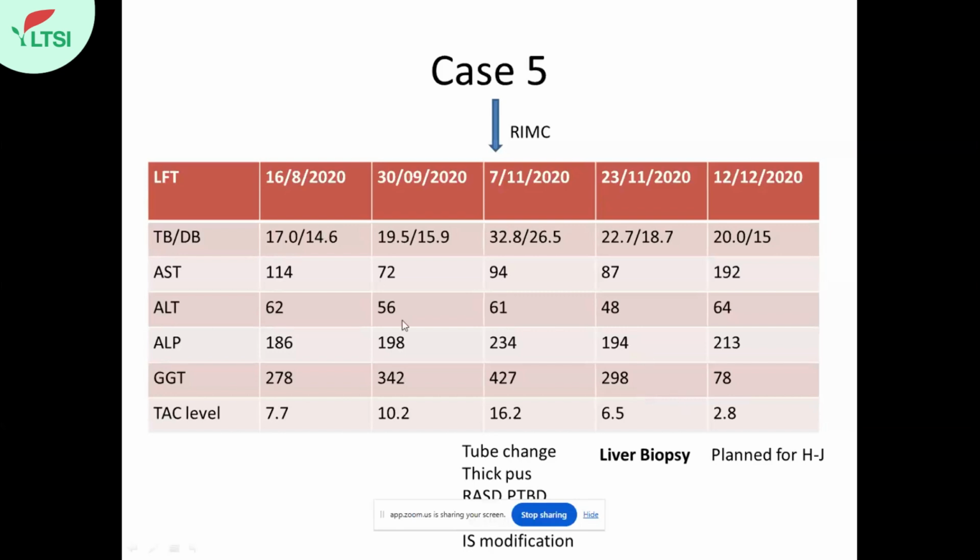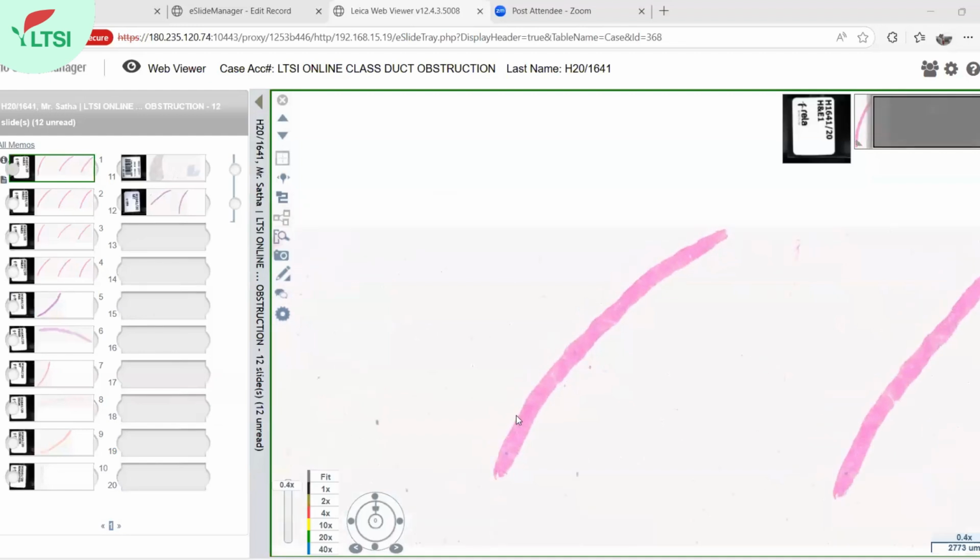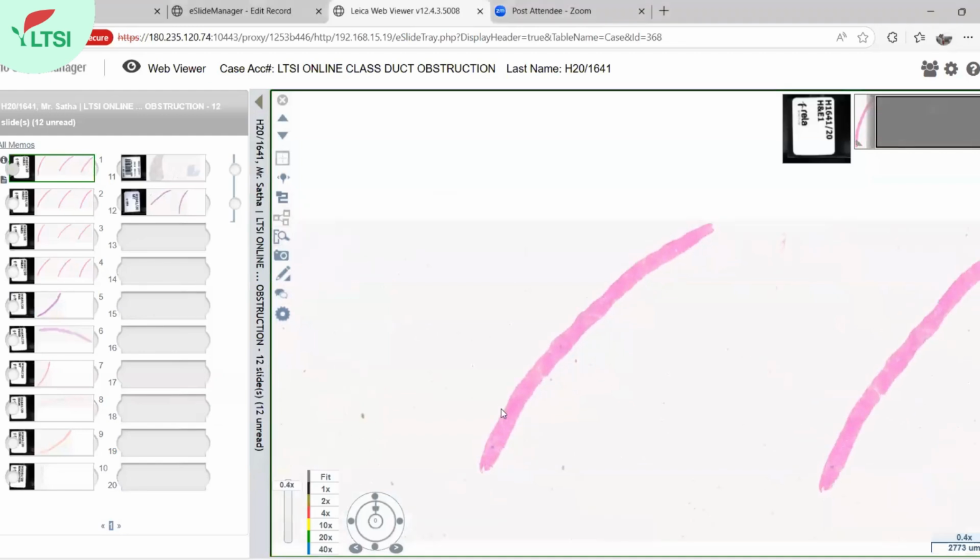Obviously, if it's biliary, you're going to see a similar picture like last time, with long-standing biliary strictures. Let's see the features of biliary obstruction. So we saw rejection, we saw sepsis. Now we are going to see features of chronic biliary obstruction.